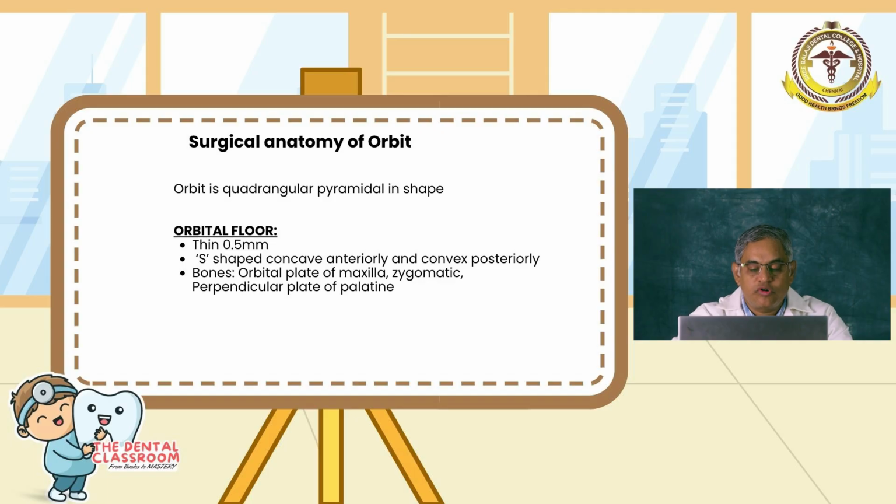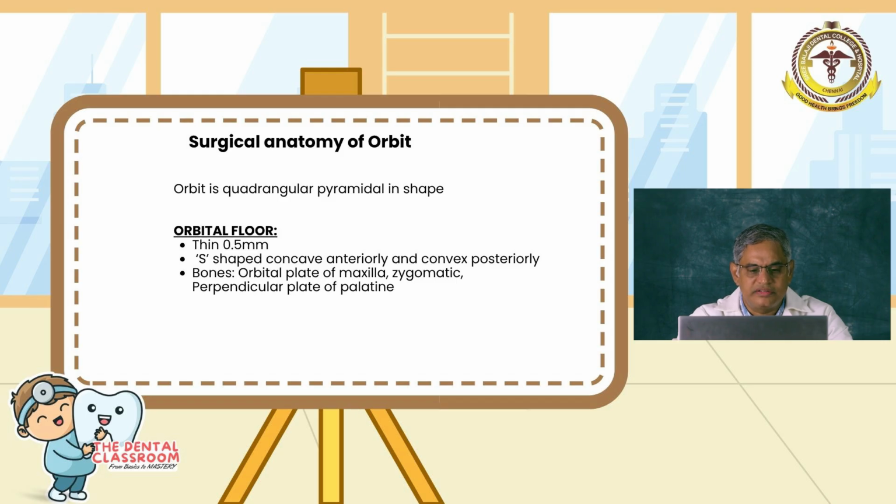Today I am going to talk about the orbit, the surgical anatomy of the orbit. The orbit is quadrangular pyramidal in shape. The orbit floor is thin, about 0.5 mm, and is concave anteriorly and convex posteriorly.